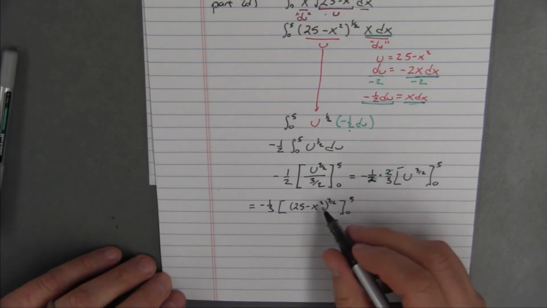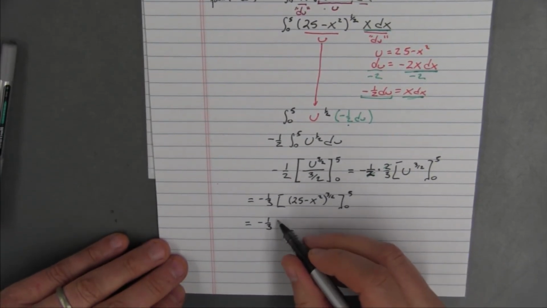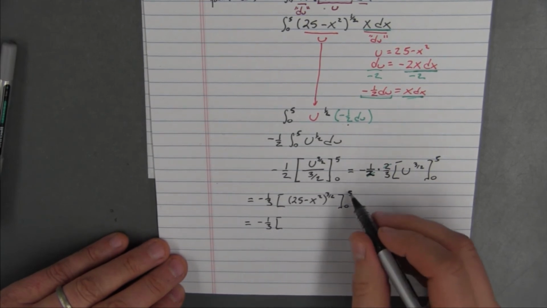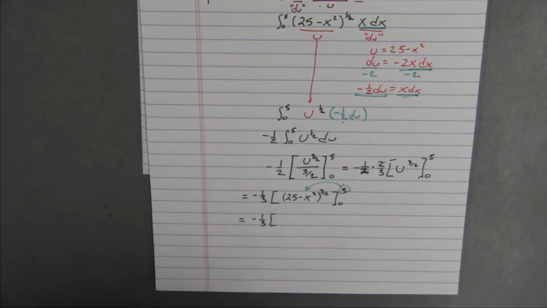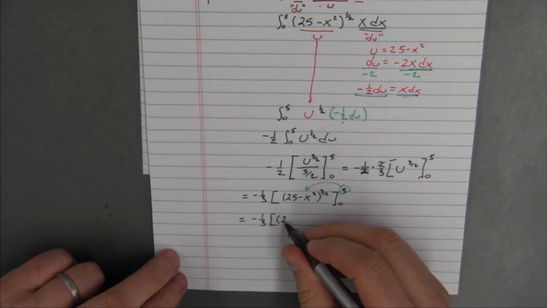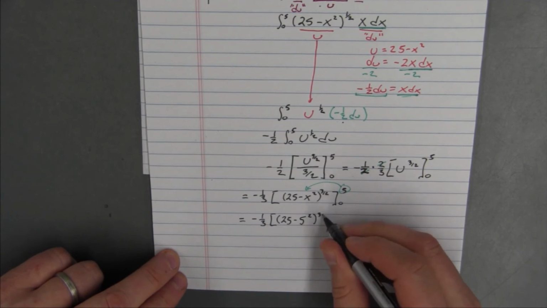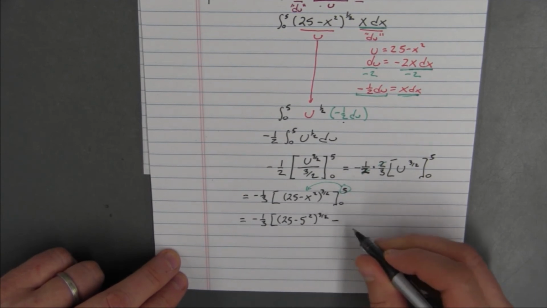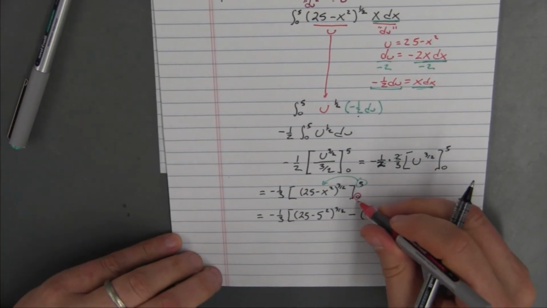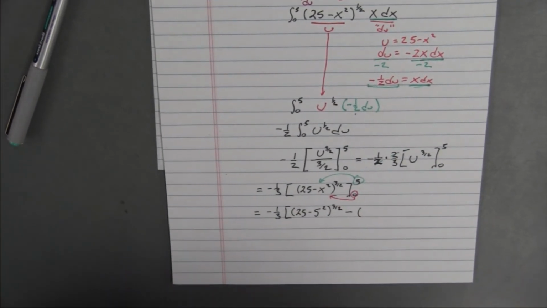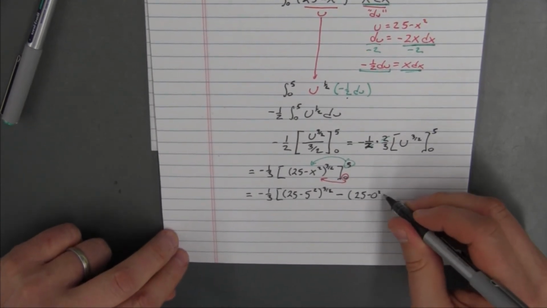Now my job is to plug in the 5, plug in the 0, and subtract. So this is equal to negative 1/3. This is using the second part of the fundamental theorem of calculus. First I'm going to put in the 5, and we're going to get 25 minus 5 squared to the 3/2 power. And then I have a minus from the fundamental theorem. And then I'm going to plug in the 0. And plugging in the 0, I get 25 minus 0 squared to the 3/2.